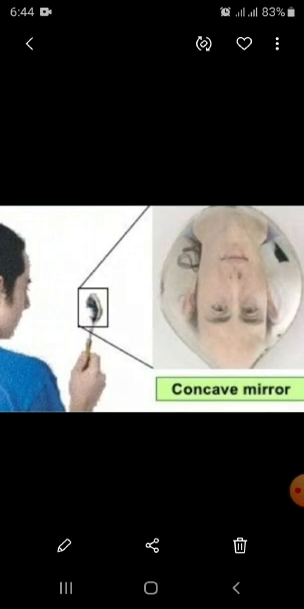And if the object is moved a long way away from the concave mirror, the image formed becomes real and inverted. As you can see in this picture, the image formed by the concave mirror is inverted. Why? Because the object is moved a long way from the concave mirror.